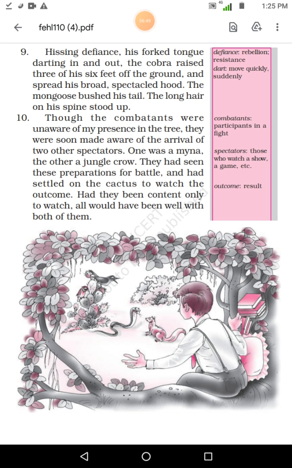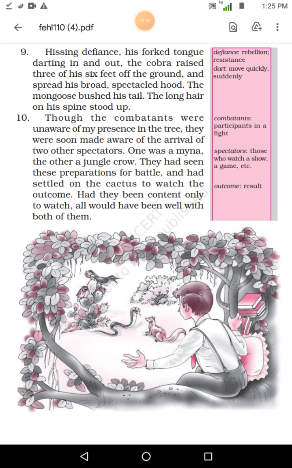But whose presence was there? Two more spectators. Who is a spectator? The one who is watching the show is a spectator. Yes, anyone who is watching the game, who is witnessing it, is called a spectator. What is it called? Spectator. Okay. Yes. They were soon made aware of the arrival of the other two spectators. One was the myna and the other is the jungle crow. Okay.